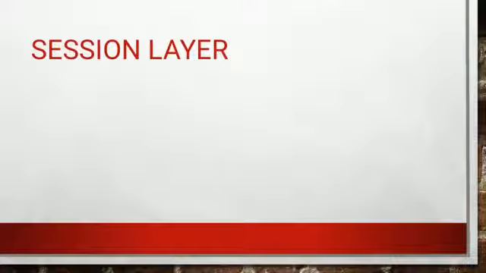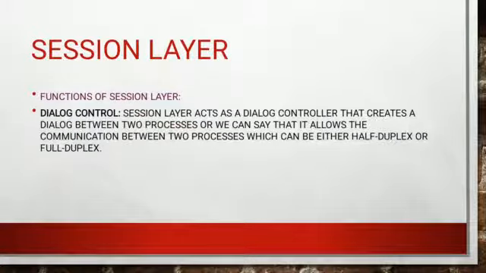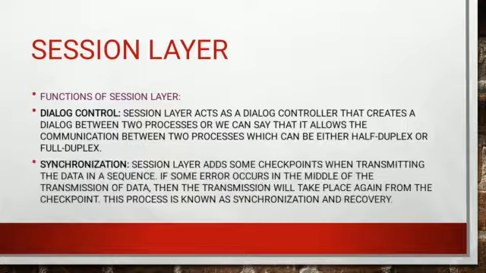Now, coming to the functionalities of session layer. So, what are the functions of session layer? Dialogue control. So, dialogue control means a dialogue between two processes, or we can say that it allows the communication between two processes which can be either half duplex or full duplex. So, that will be controlled by this session layer. Session means assigning a time, assigning a slot for that particular system. Synchronization. Synchronization means adding some checkpoints when transmitting the data in a sequence. So, if some errors occur in the middle of the transmission of data, then the transmission will take place again from the checkpoint. So, this is known as synchronization and recovery.